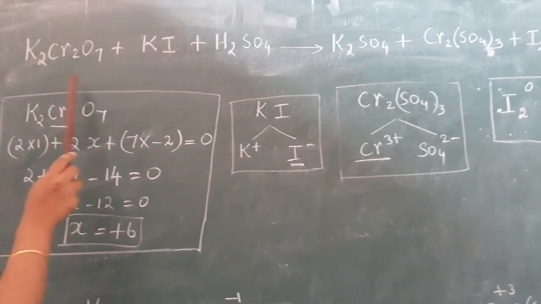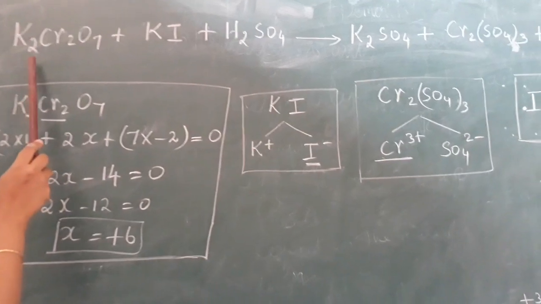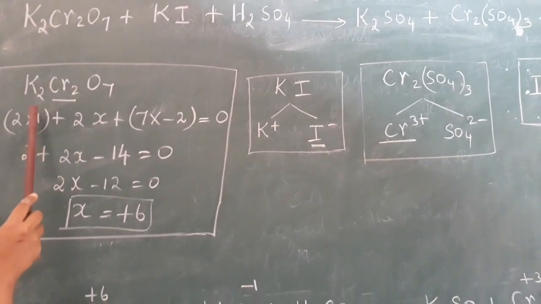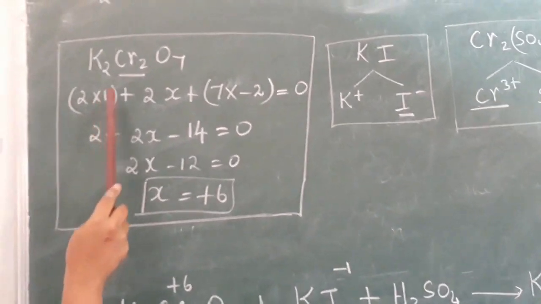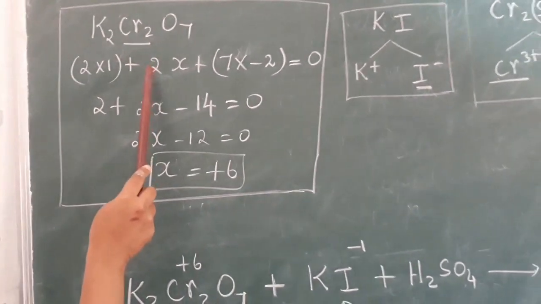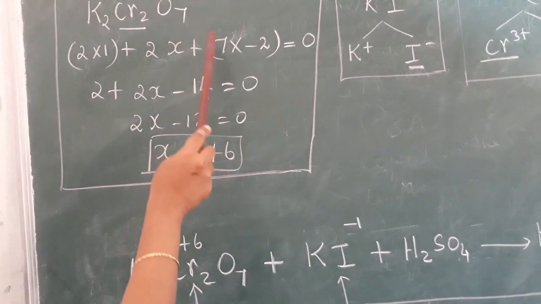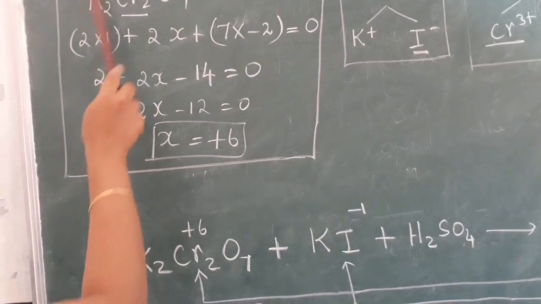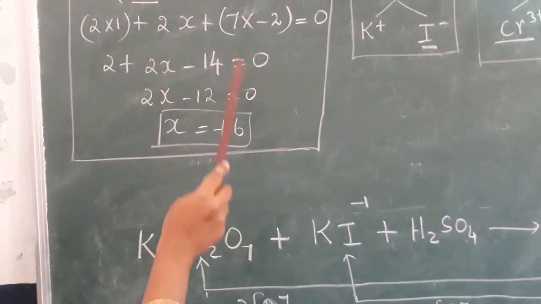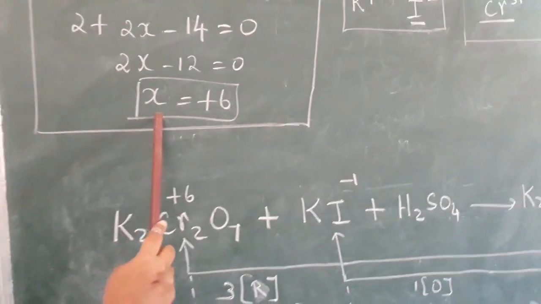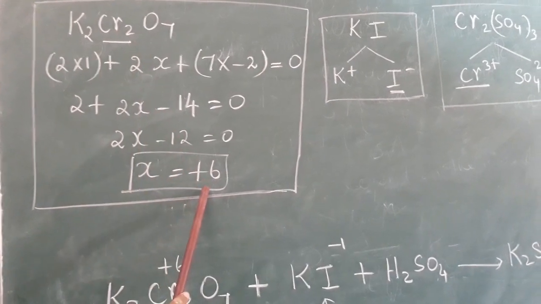This equation we are going to balance under the oxidation number method. First of all, potassium dichromate I have written here. The potassium oxidation number is +1, so 2 into 1. The chromium we don't know, so we put 2x. And then there are 7 oxygen, so 7 into -2. This is a molecule, so the oxidation number is equal to 0. After calculating this, we get the x value as +6. So the oxidation number for chromium is +6.